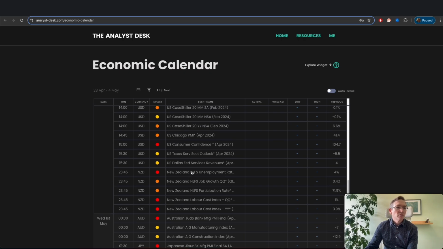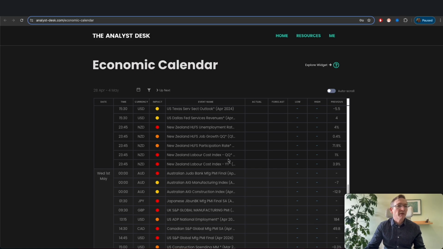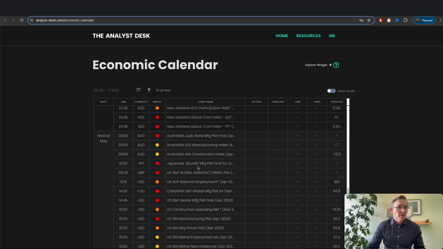As we go through, we've got US consumer confidence, not expecting much activity from that. New Zealand labour data, a little bit of information overnight, not expecting major moves in the New Zealand dollar.